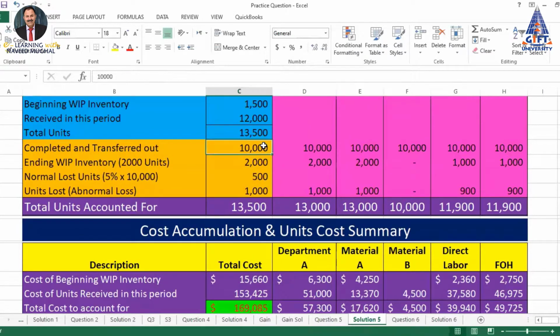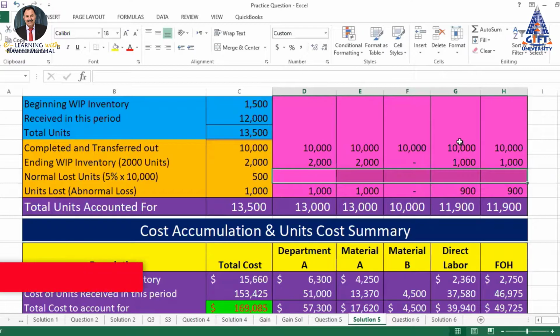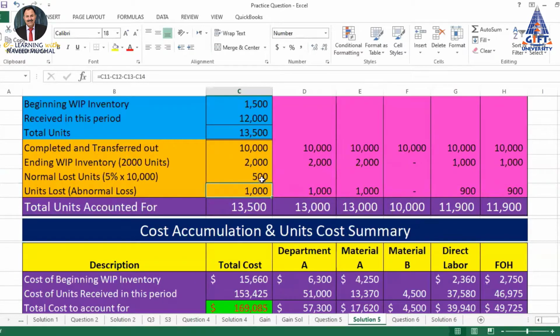We had completed 10,000 units and we have to compute the cost of 10,000 units. We have in process 2,000 units, we have to compute the cost of 2,000 units. We have normal loss, which should not be considered separately, and we need not calculate it because it is 0.000%. Here we have abnormal loss of 1000 units and we need to separate that abnormal loss. It means we will have three figures to calculate in our reconciliation summary.